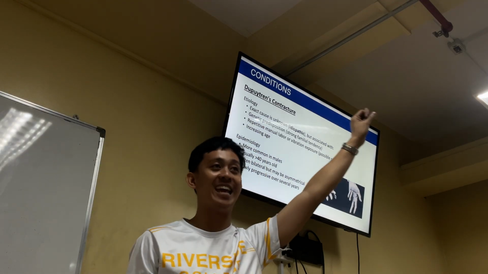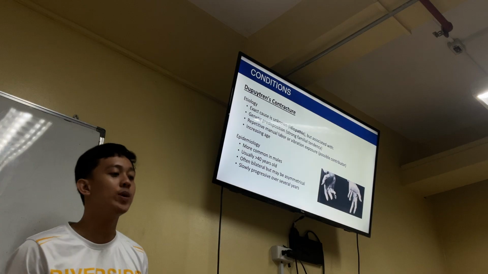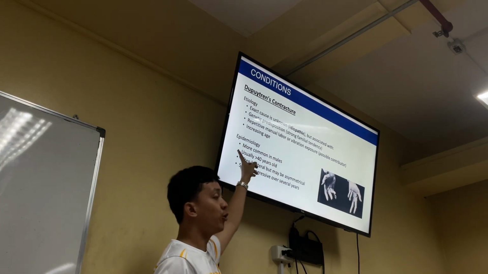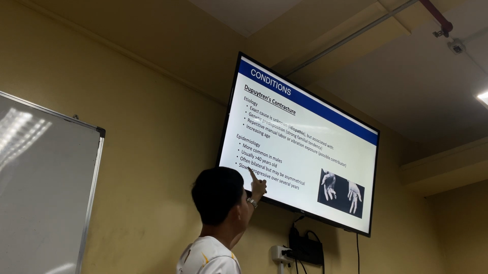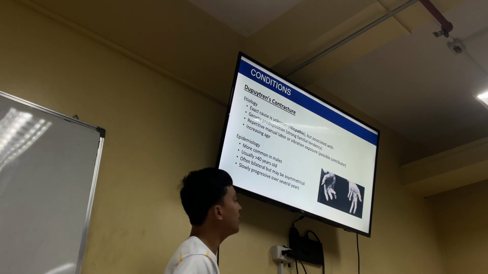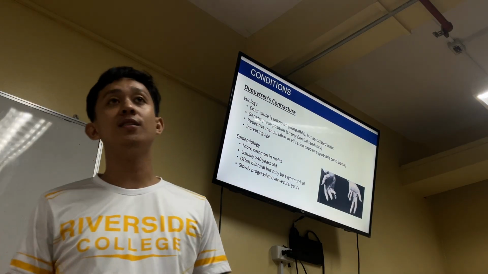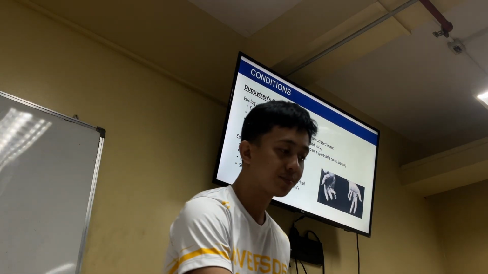And your Dupuytren contracture, usually guys, it happens in males and usually for more than 40 years of age. Often bilateral, may be asymmetrical, slowly progressive over years. So this one is slowly progressive. It does not happen overnight, okay?